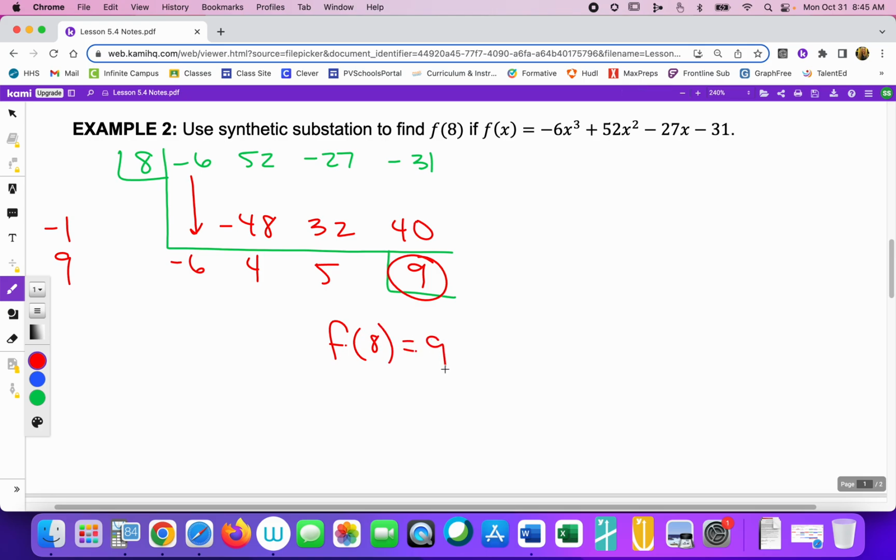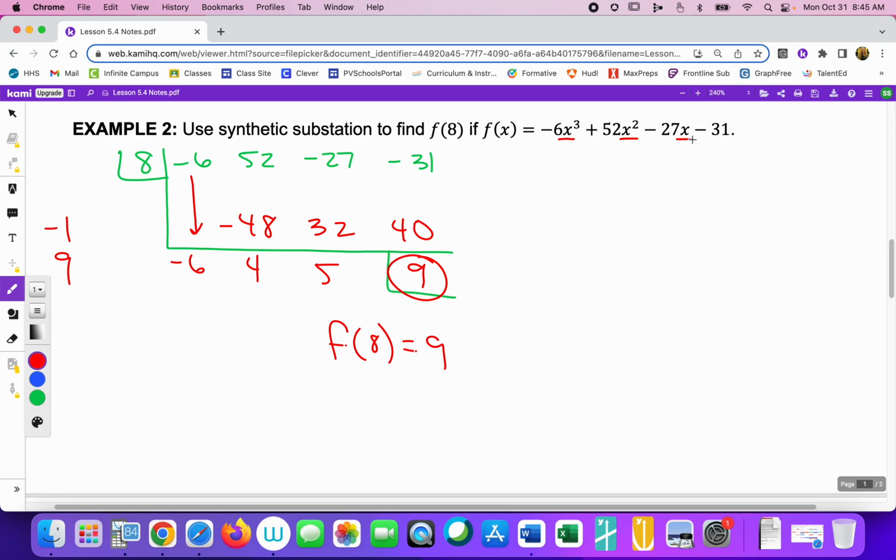So, if you guys are doing this in your homework and you're getting the answers wrong, maybe plug them back in to check. If you plug in 8 everywhere there's an x, and you use your calculator to simplify, it should give you 9. So, it should equal the same thing. If you're doing it by hand, synthetic substitution is a little bit faster.